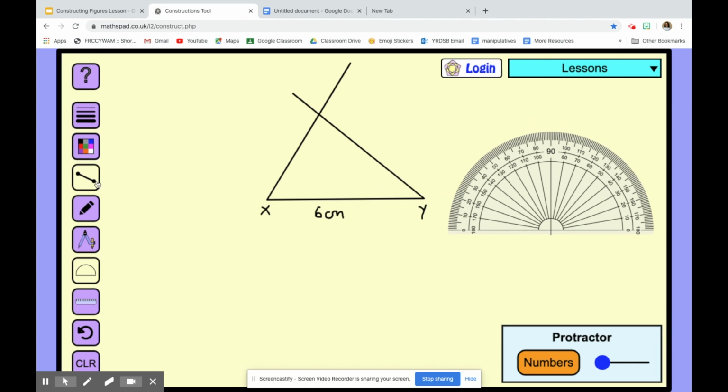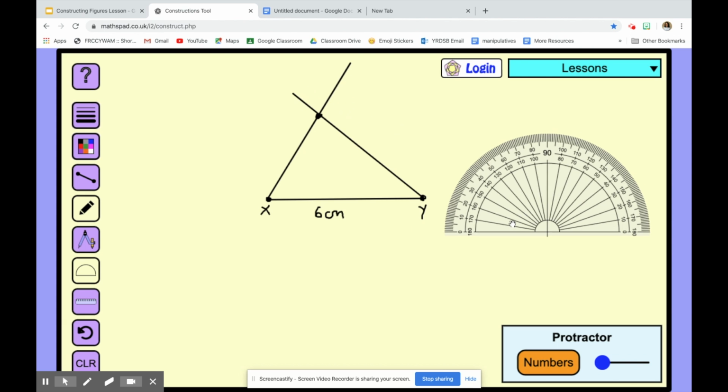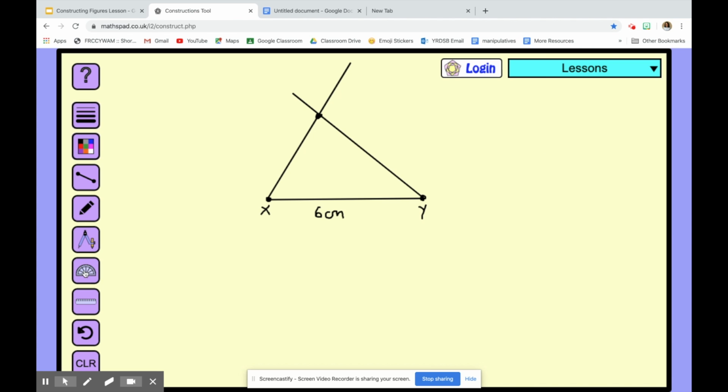In fact, I'm going to put a dot so we know the corners of our triangle. If you had an eraser, if you're doing this on paper, you would obviously erase these lines, but on MathPad, we don't have those luxuries. So I'm just going to put here Z, because that is the name of that angle.